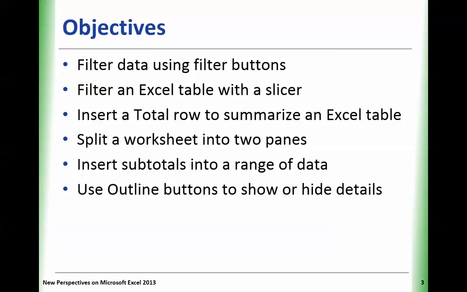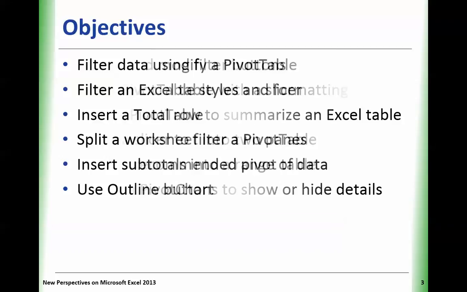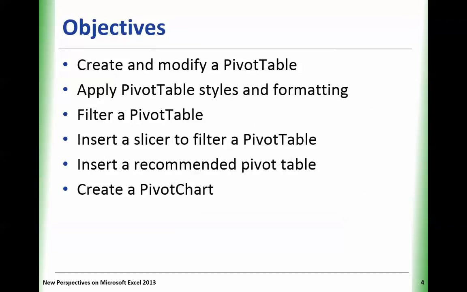We're going to insert a total row to summarize a table. We're going to split a worksheet into two panes. We're going to insert subtotals into a range of data. We're going to use the outline buttons to show or hide. We're going to create and modify a pivot table, apply a pivot table style and formatting, filter the pivot table, insert a slicer to filter the pivot table, insert a recommended pivot table, and create a pivot chart.